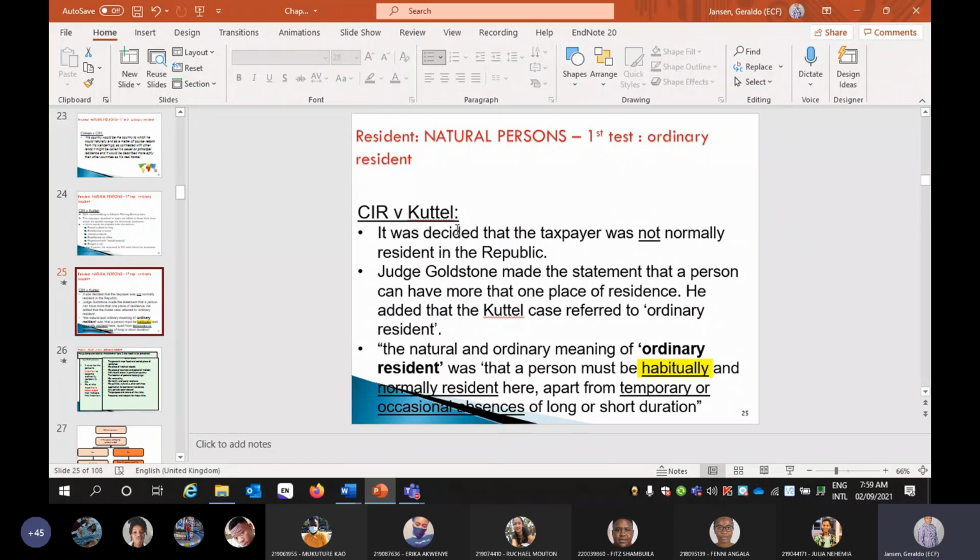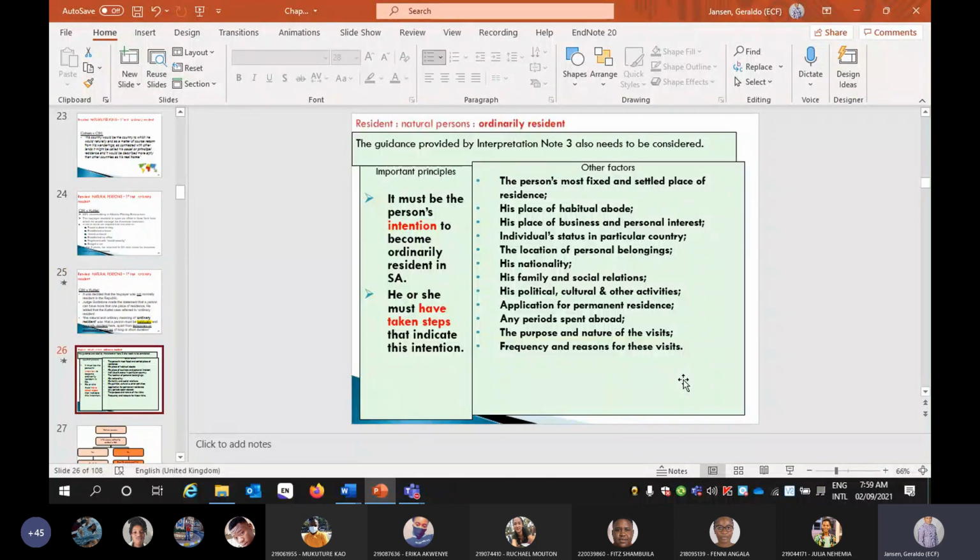Now, very important, guys, court cases, that is case law, so it is binding. However, interpretation notes are not the law. So you need to distinguish between the two. Interpretation notes are not binding on a citizen. Why? Because it's not the law. It is just guidance, some further things that you can look at.